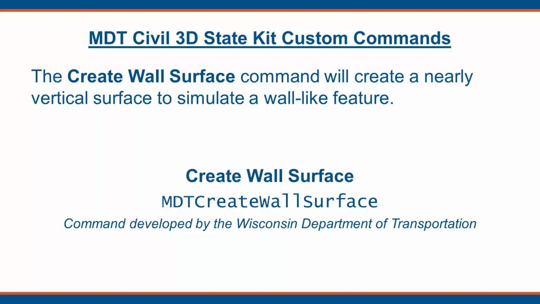The Create Wall Surface command will automate the creation of a nearly vertical surface to simulate a wall-like feature. The command achieves this by adding a very slight horizontal offset from the bottom of the wall to the top of the wall. The resulting wall surface can then be added to another surface, used as a corridor target, or used for visualization. The Create Wall Surface command is developed and provided by WizDot.